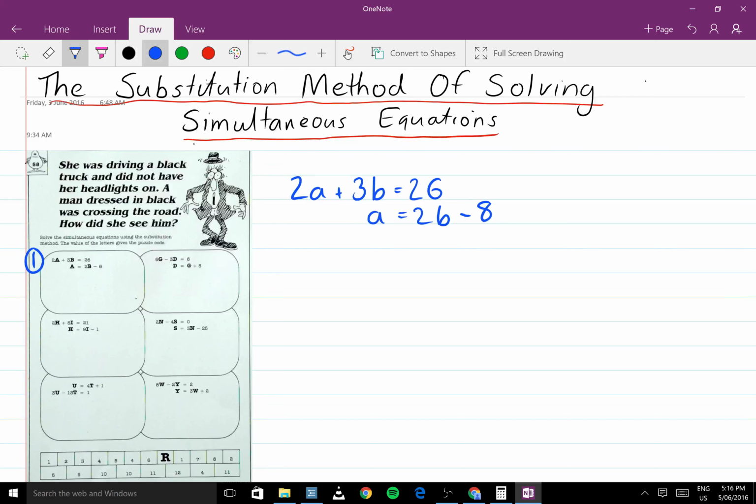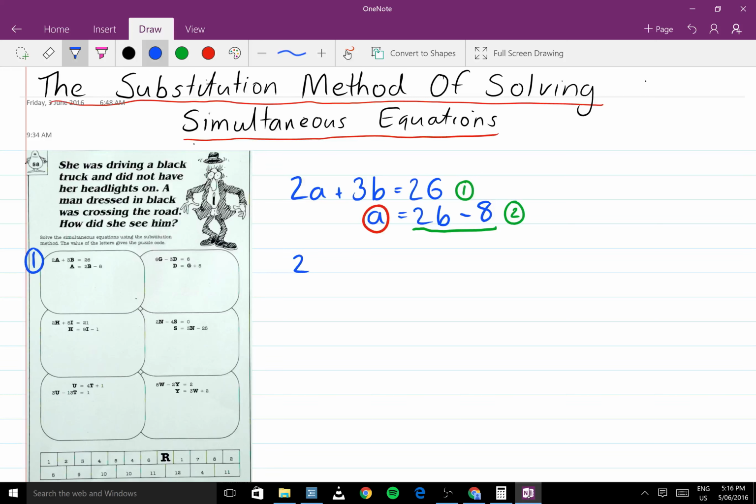Okay, so in order to do it, what I'm going to do is take what a equals and substitute it back, thus the substitution method, into the first equation, equation 1. So I'm going to take what a equals from equation 2, and I'm going to substitute it back into equation 1. Okay, so where I see a, I'm going to write the stuff above the green line. Okay, so here we go.